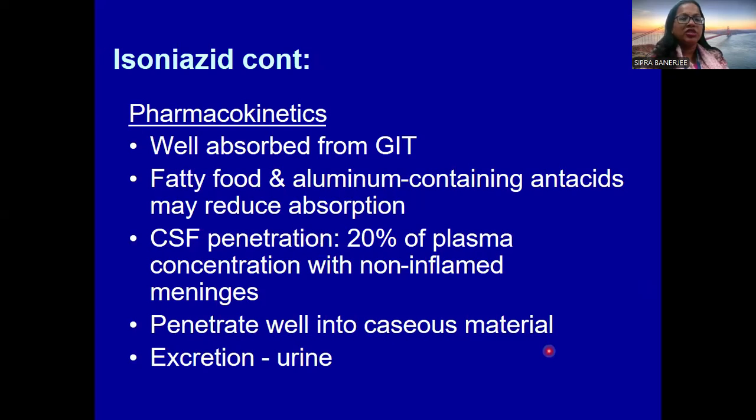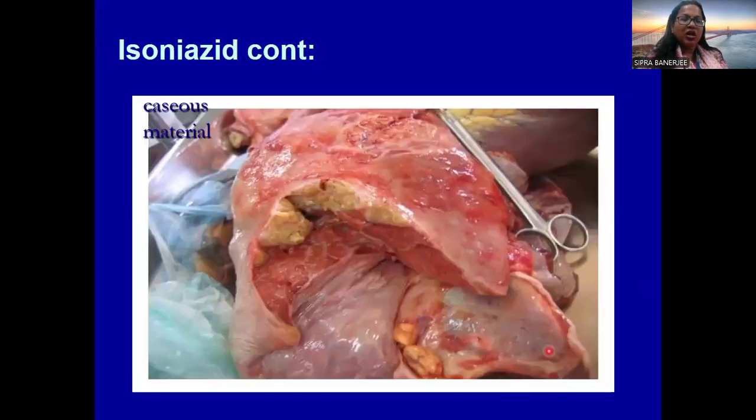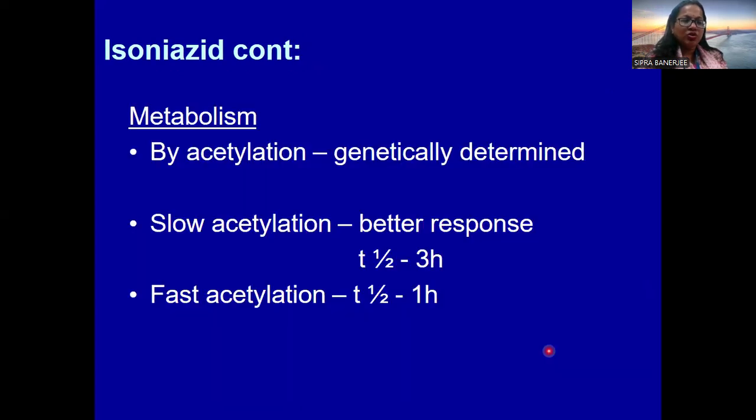They are well absorbed from the GIT. Fatty food and aluminum-containing antacids may reduce their absorption. CSF, that means cerebrospinal fluid, penetration is 20% of the plasma concentration with non-inflamed meninges. In case of meningitis, if there is inflammation, the drug can penetrate very easily. They penetrate well into caseous material, and excretion is through the urine. They can produce some toxicity to the liver also.